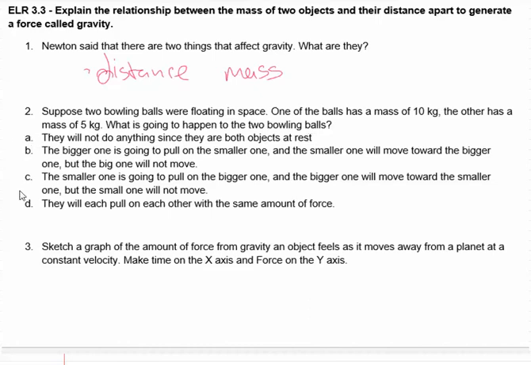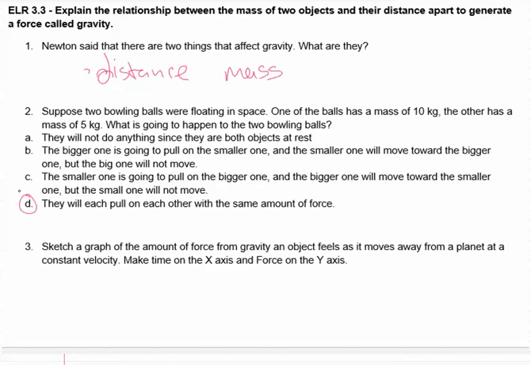Letter B says the bigger one is going to pull on the smaller one, and the smaller one will move toward the bigger one, but the big one won't move. That's not true either. They're both going to be pulling on each other, so there's going to be a force on both of them, and as long as they're just out floating in space, they're both going to feel a tug, and they're both going to move. So B is not it either. C says the smaller one is going to pull on the bigger one, and the bigger one will move towards the smaller one, but the smaller one will not move. That one's not it either for the same reason as B.